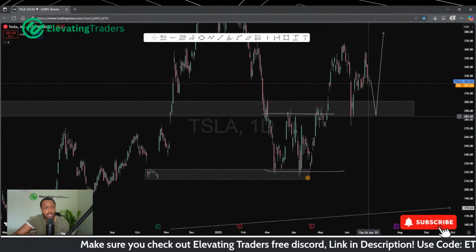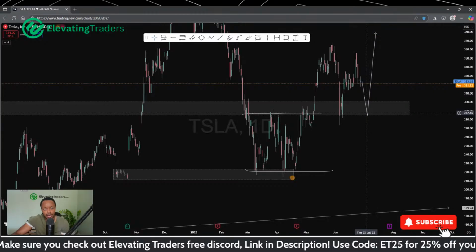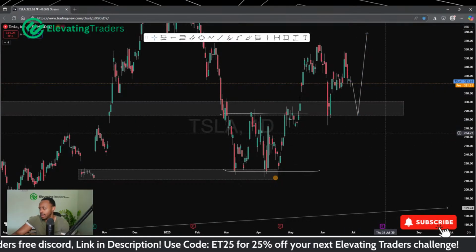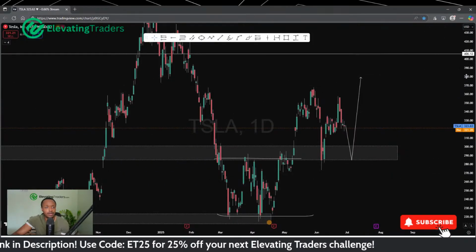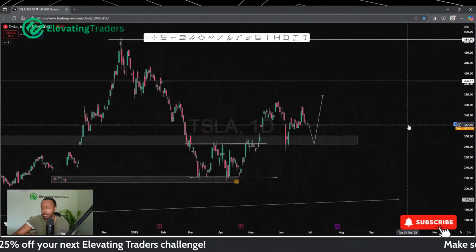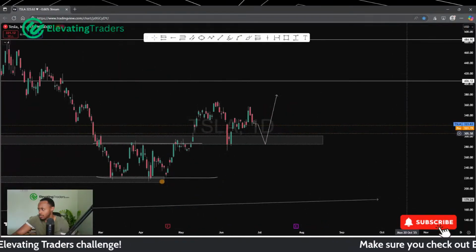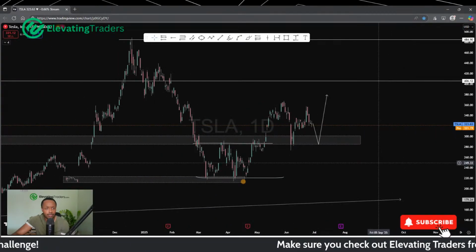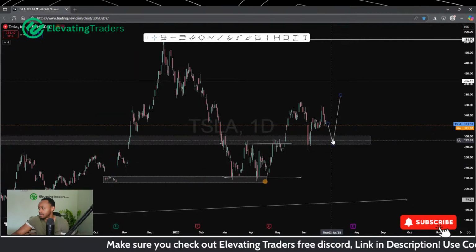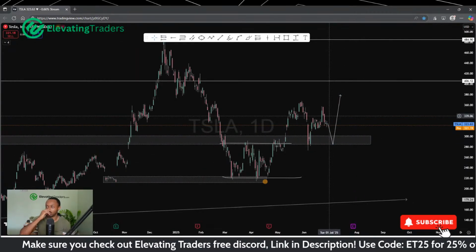Okay, pretty much the same idea as me then, 289. Yeah, back at support. Targeting 875. So you're looking for price to pretty much double. Okay, so that's a long investment, I suppose. Stop loss 255. It's around here somewhere. Okay, very, very big risk reward in that position there.